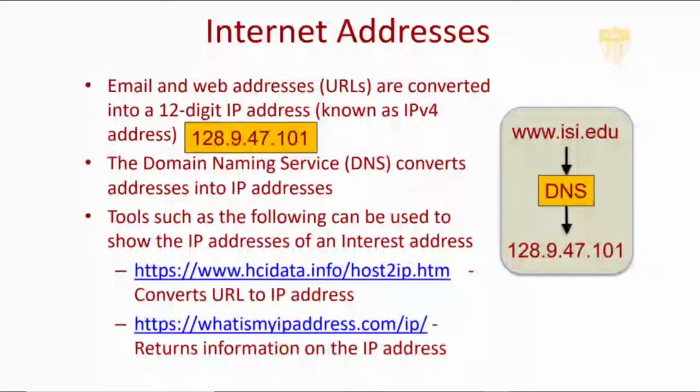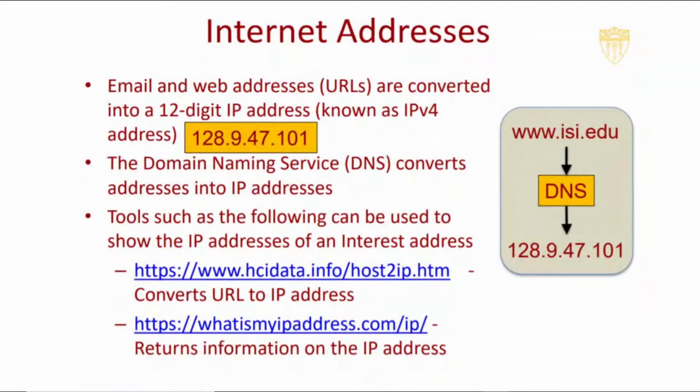So, basically for internet addresses, all URLs that you have are converted into IPv4. In this case, we have a random example here, which is 128.947 etc. Basically, it goes through a DNS, which converts the URLs into the IPv4 numbers that are understood for browsers to work.